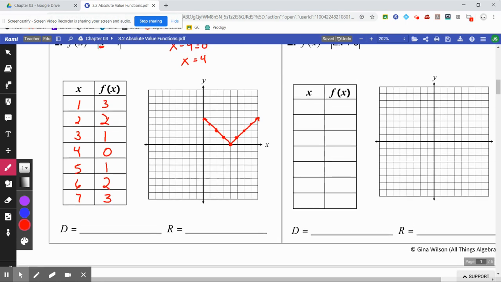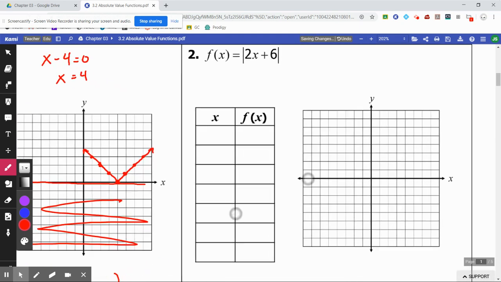Your domain: you can find the absolute value of anything, so the domain would be all real numbers, -infinity to +infinity. Your range: there's no graph down here. Your graph starts here and it goes up forever. So the range there would be all values from 0 to infinity.